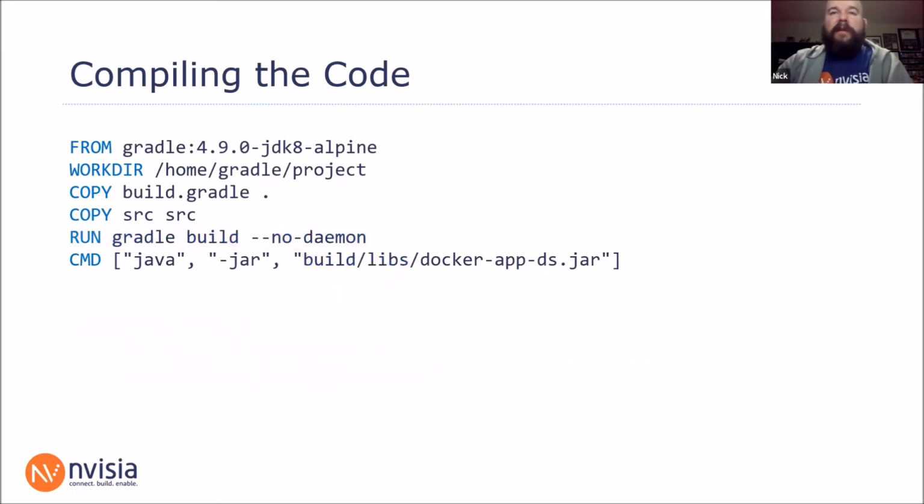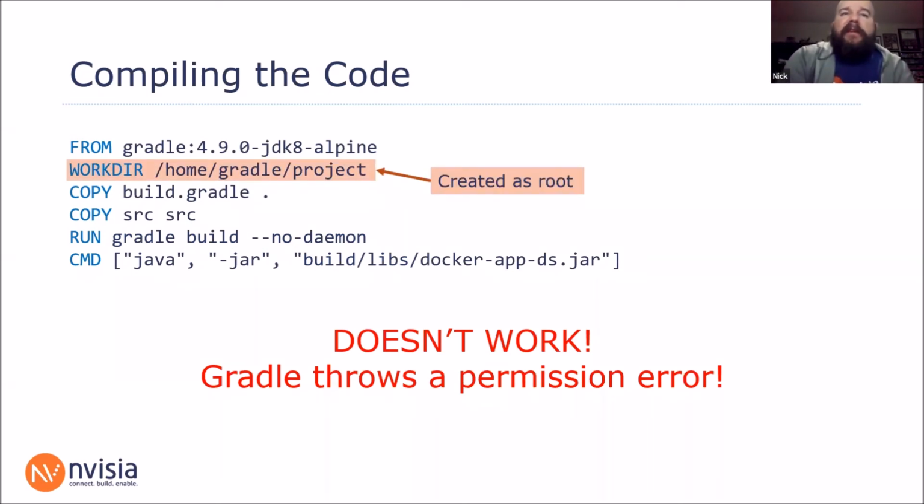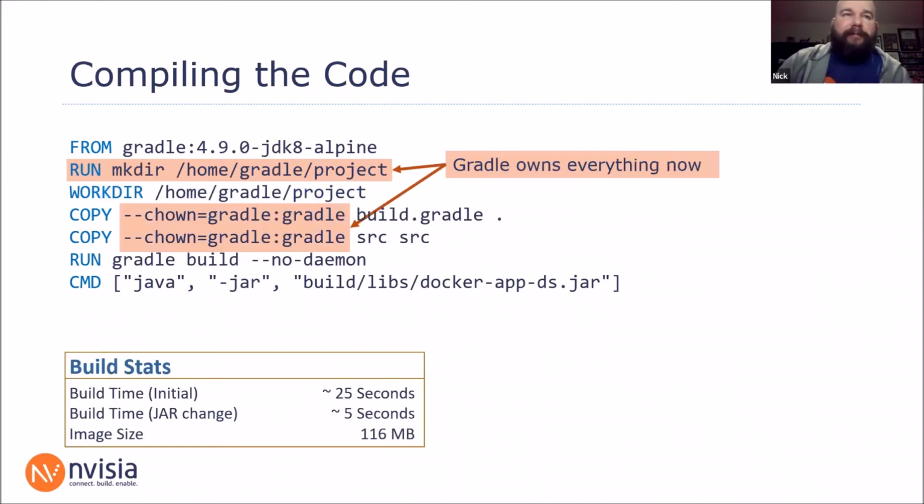So when we actually run this, we find out it doesn't work. Gradle throws a permission issue. And the reason it throws a permission issue is because the work directory in here got created as root. So we're going to work around that. We're going to make the directory on our own, then set it as the work directory. And we're also going to do a chown on the files as we're copying them over to make sure that Gradle owns them.